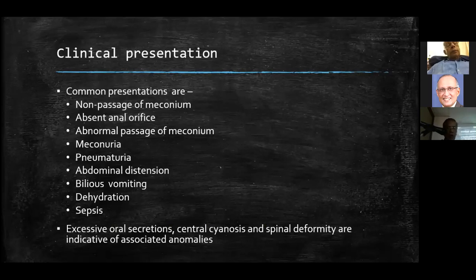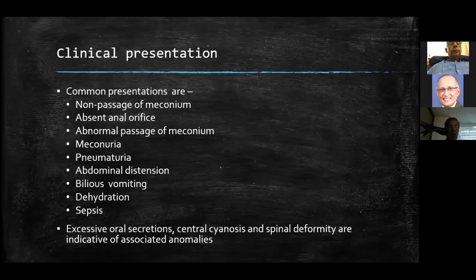So abnormal passage of meconium, I told you, the fistulas. And the meconiuria, when the rectum is connected to the bladder or urethra, the baby can pass meconium through the urethra. That is called meconiuria. And pneumaturia, when gas is passing through the urethra. And abdominal distension, bilious vomiting, dehydration, and in neglected cases, sepsis will settle in.